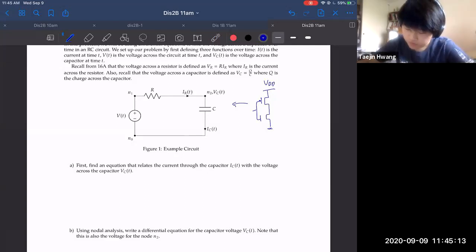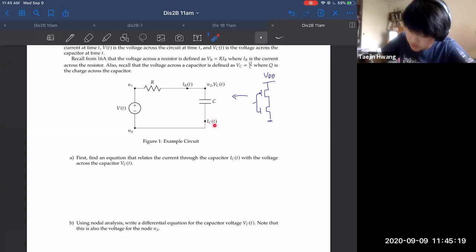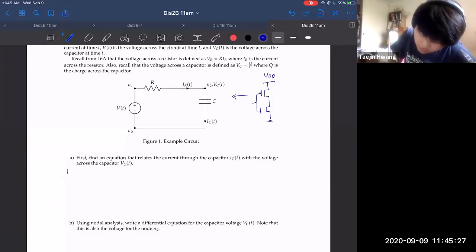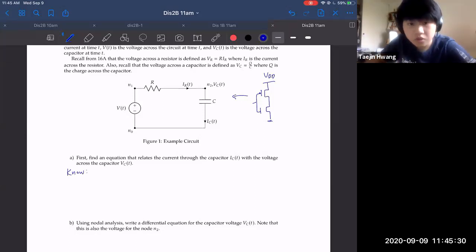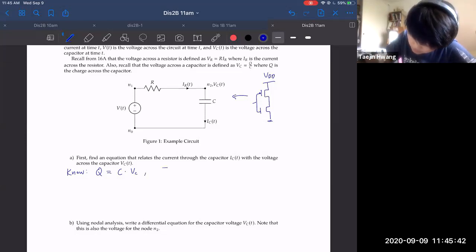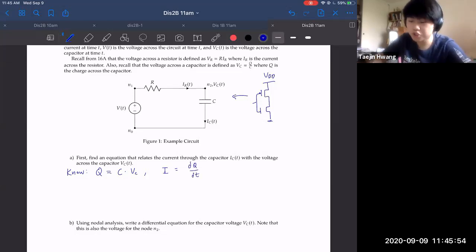So the first question asks you to somehow relate the current across this capacitor, IC of t, to the voltage across this capacitor, VC of t. And the way we're going to do this, we're going to first write everything we know. And we know that Q is equal to CV, hopefully from 16A. And we also know that the current across any wire is equal to the derivative of the charge. Hopefully this is all familiar.